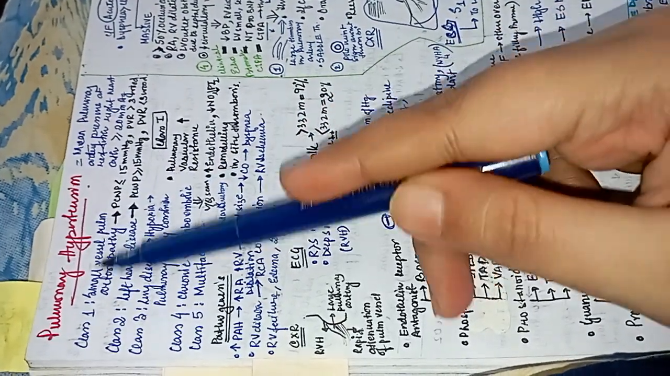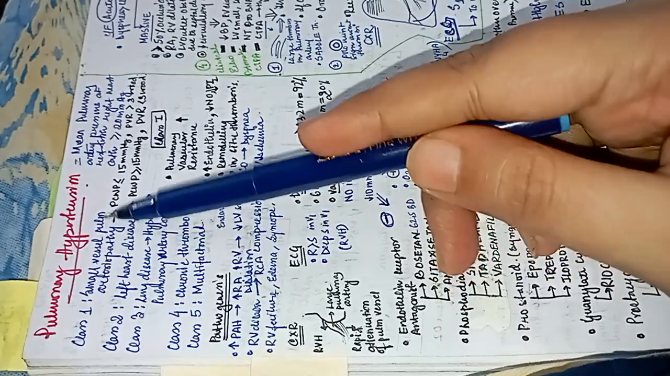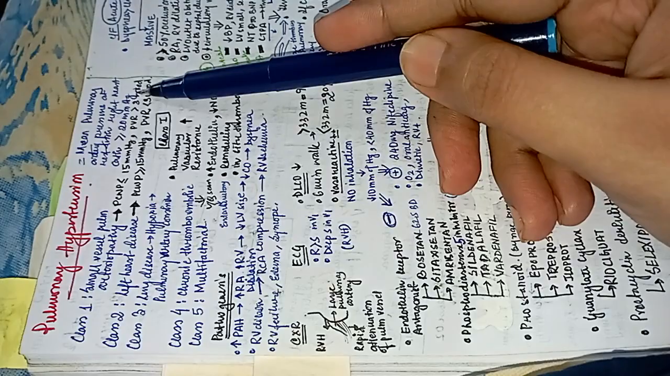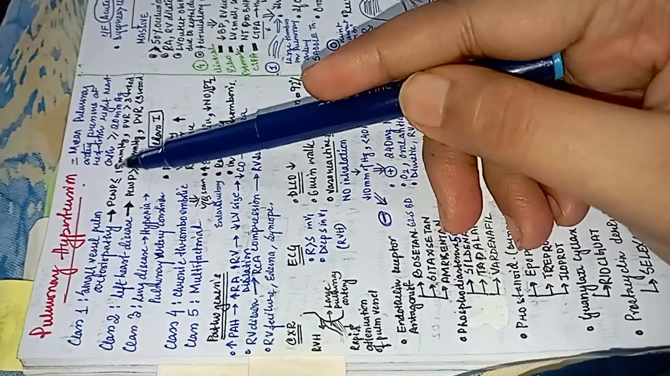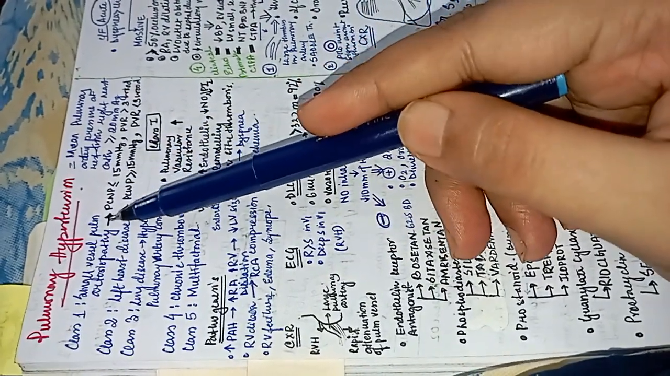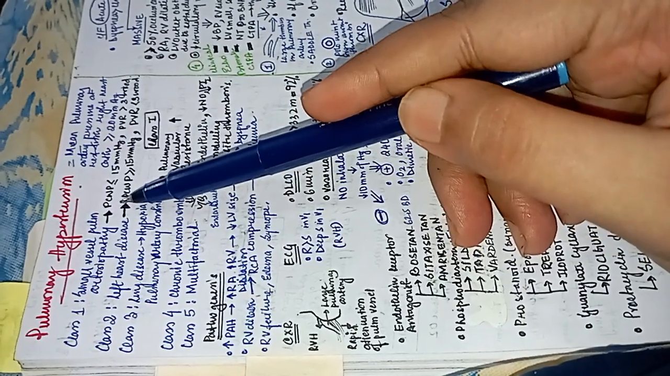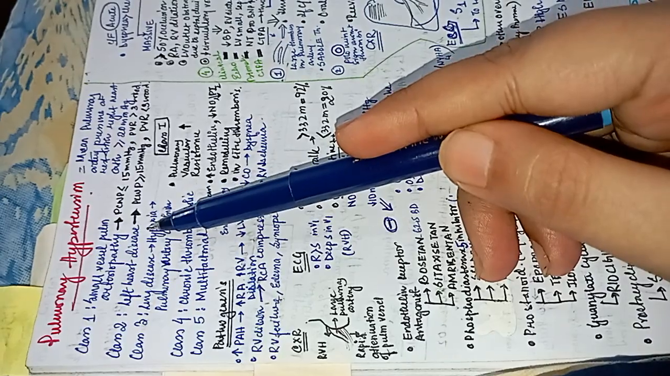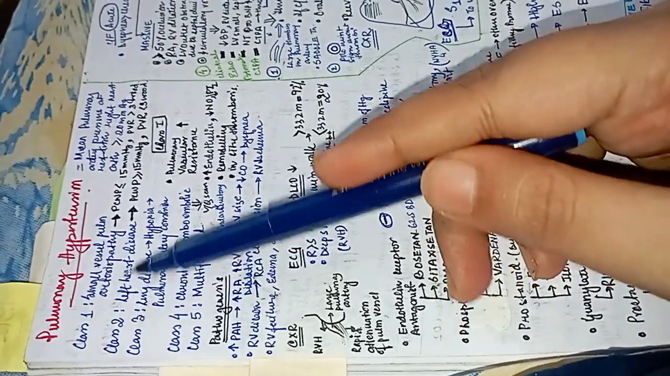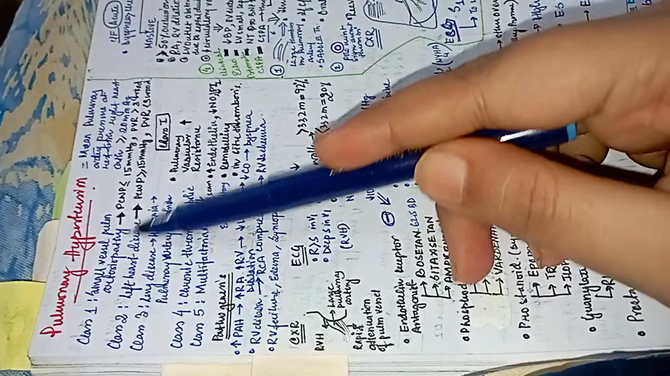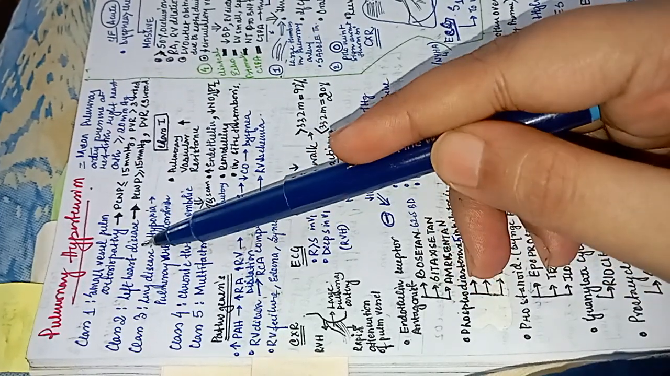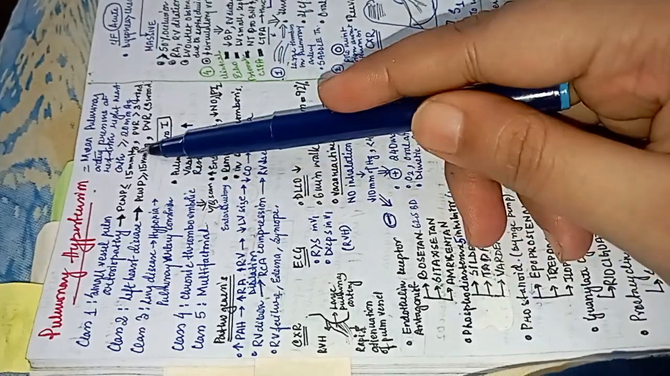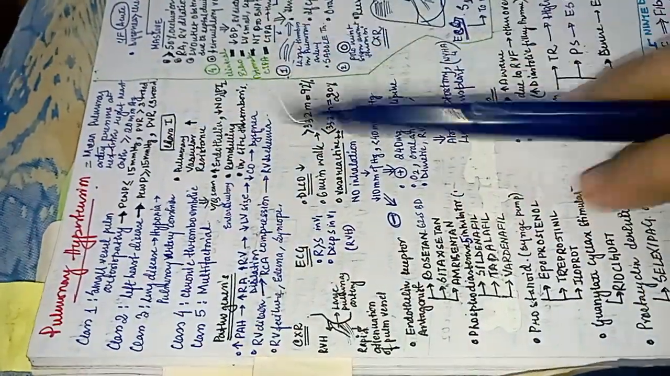In class 1, the problem is in the small arteries of the pulmonary vasculature, and that is why the resistance is more and the wedge pressure is less. But wedge pressure means the back pressure exerted by the congestion, so that will be more in case of left heart failure. So if left heart disease is present, the back pressure and wedge pressure will be more, but the vascular resistance will be less.